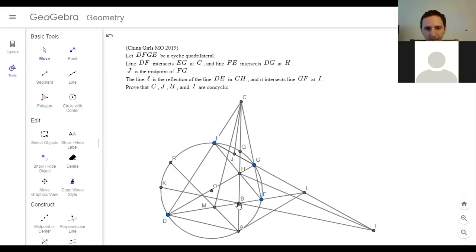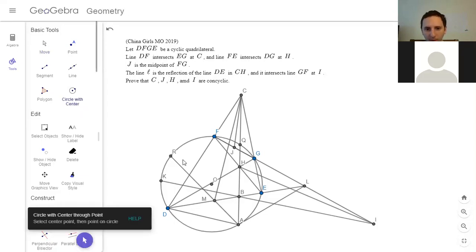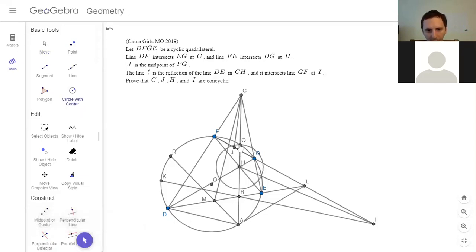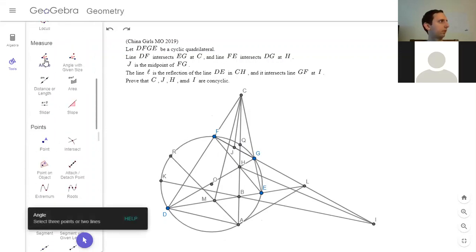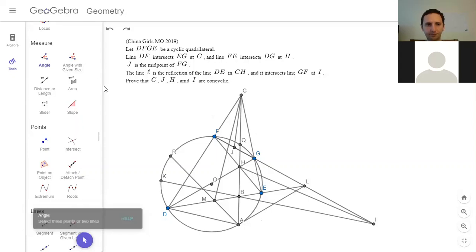I'd like H to be the midpoint of something, but I don't see what. Let's see. Yeah, it would be nice if H were the midpoint of something. What if I reflect A across H? Well, actually, let's see. I don't think IHA is similar. Let's see.